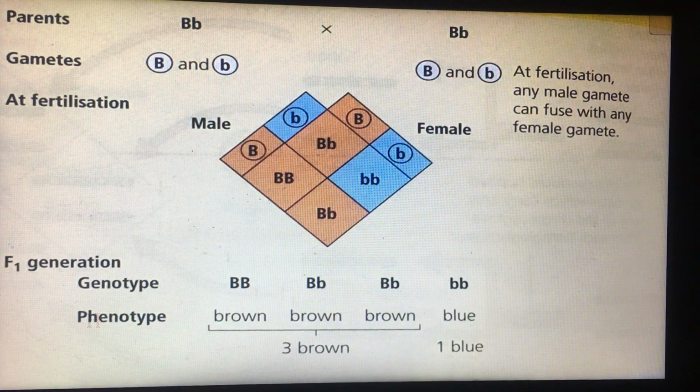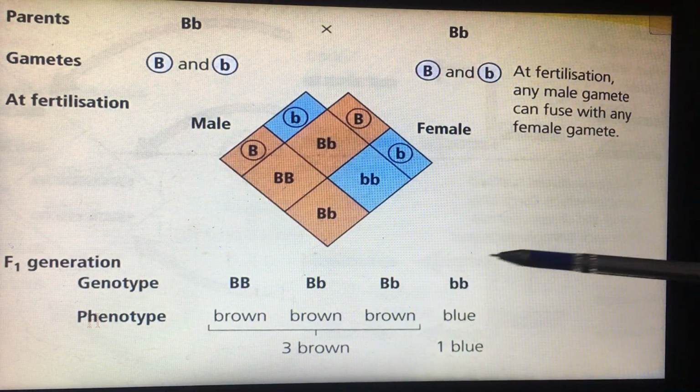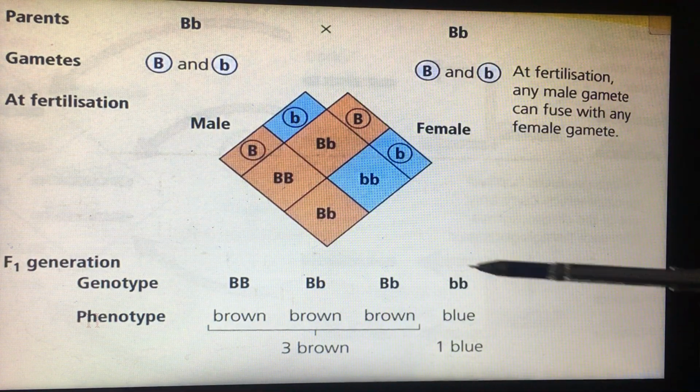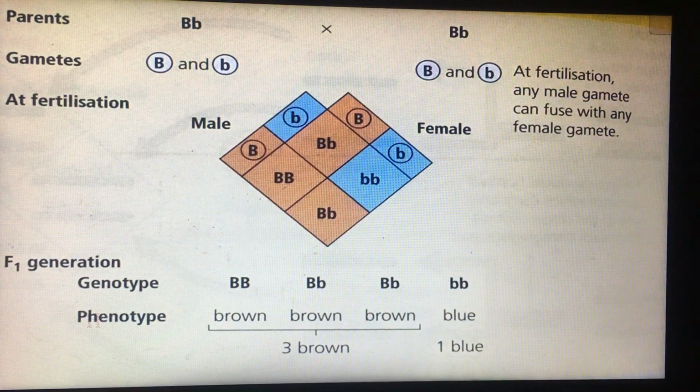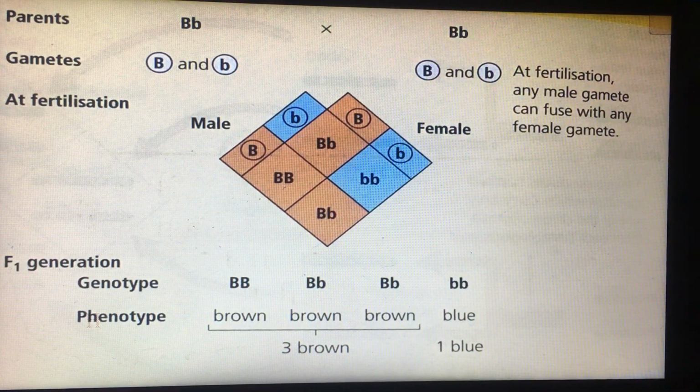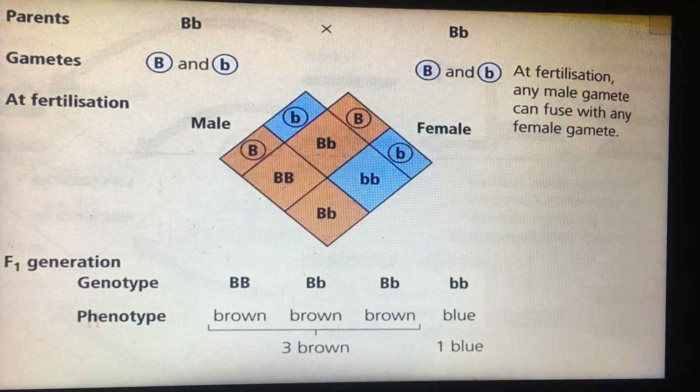What about the blue color? Can you tell me what is the probability of blue eye color? How many offspring? We have only 1. And the total is 4. So the probability is 1/4, which is 25%. Okay, the same.